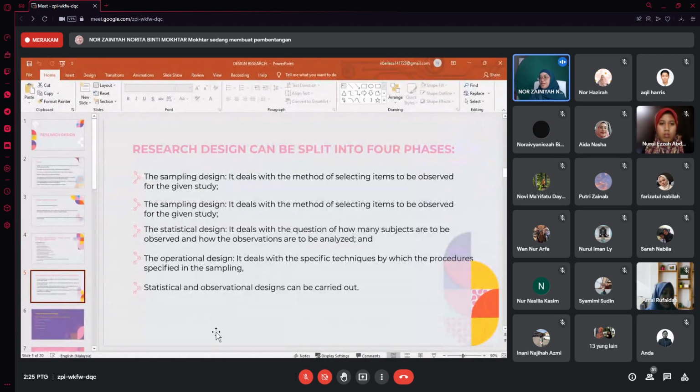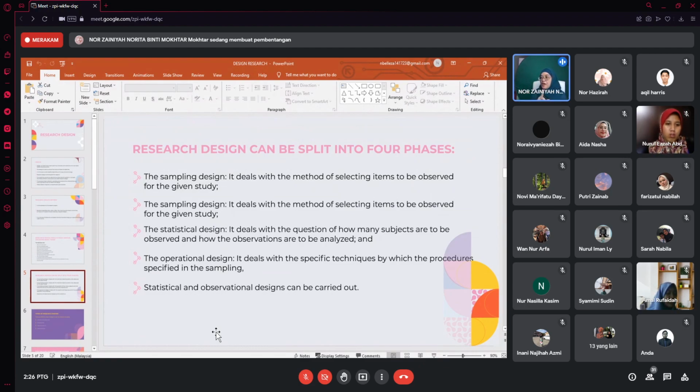We have different sets of research designs, so many types out there. I want you to be familiar with the types that are out there, so that when you look at a paper, you know, okay, this is exploratory, this is sampling, this is operational, this is observation.